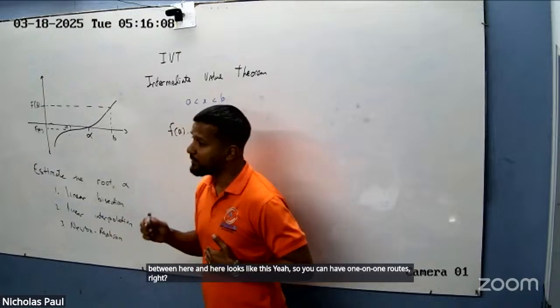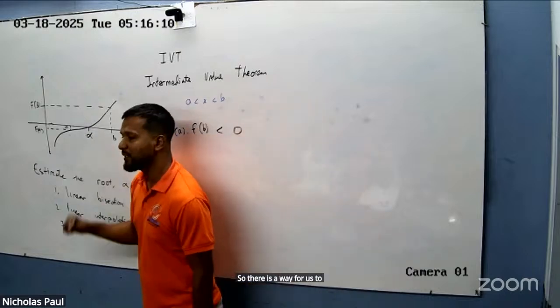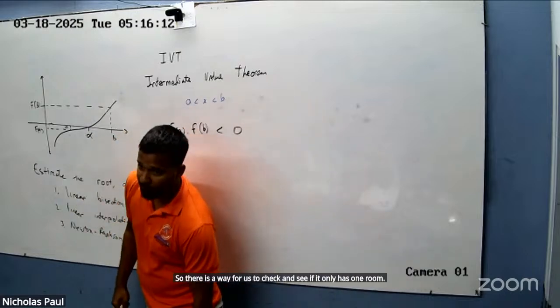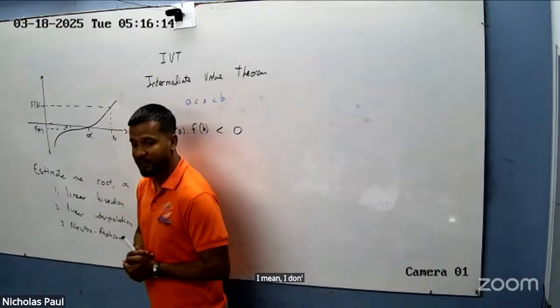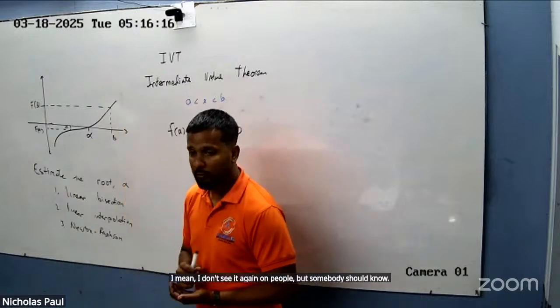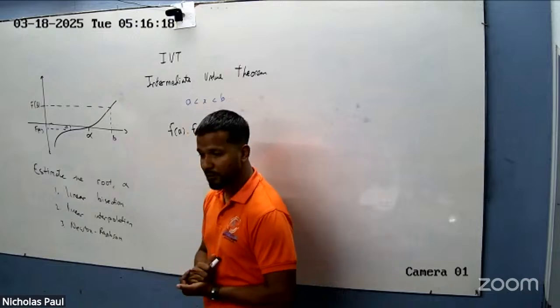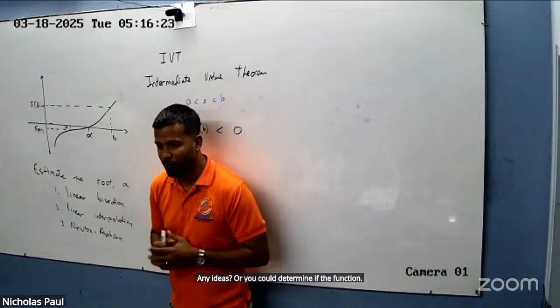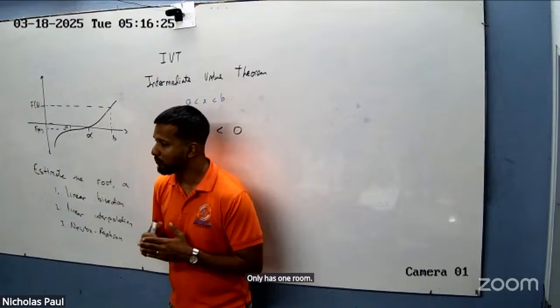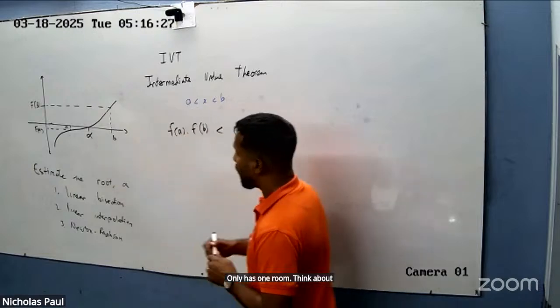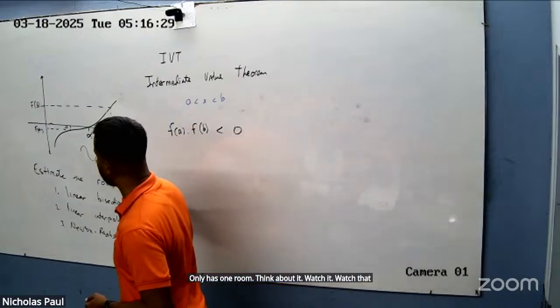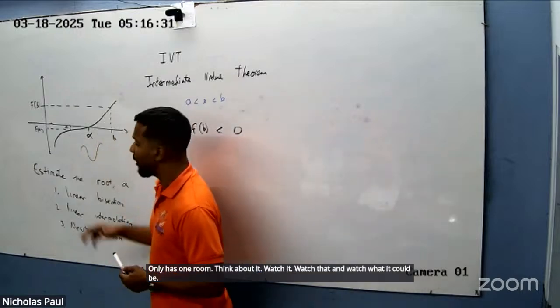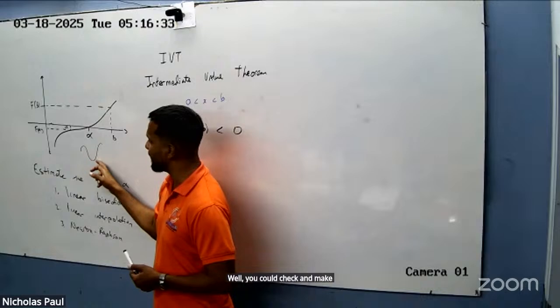So there is a way for us to check and see if it only has one root. Again, I don't see it on paper, but it's something that you should know. Any ideas? How can you determine if the function only has one root? Think about it. How could you check and make sure that it's not like this, but more like this?